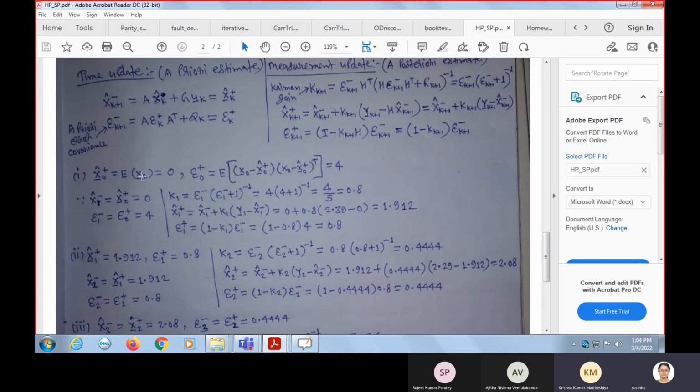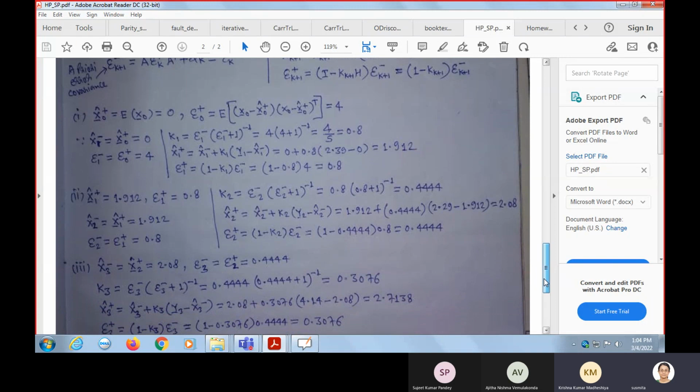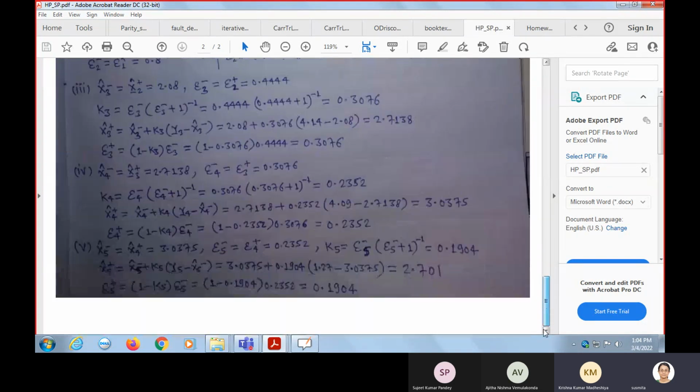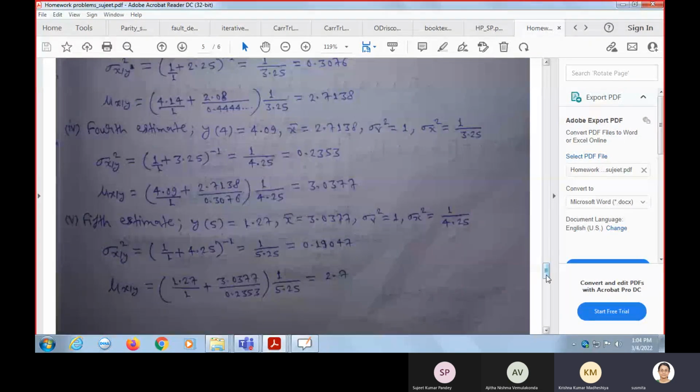And then finally, what did you get, Shujit? You got 2.701 and 0.1904. And for minimum mean square also, yes. See, in his case, both are matching. So they should match. Kalman filter and minimum mean square error, they will match. Each step has to match. Then you will know that you are doing it correctly. Okay.